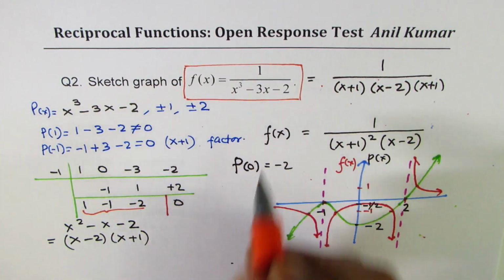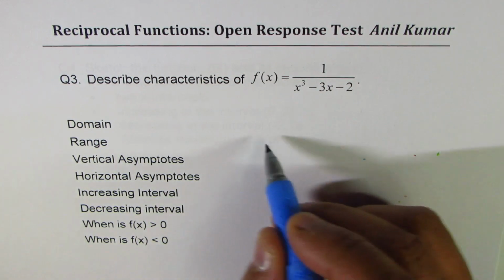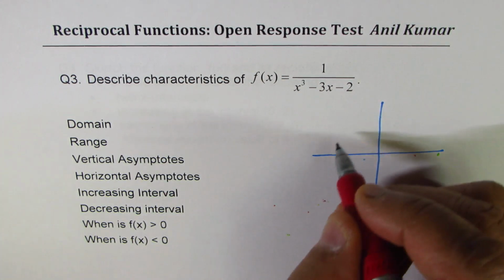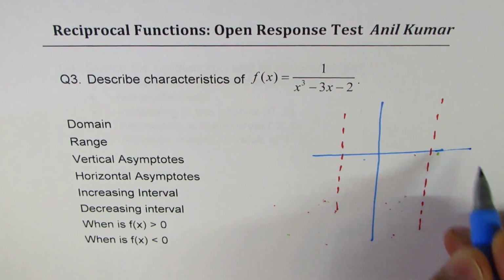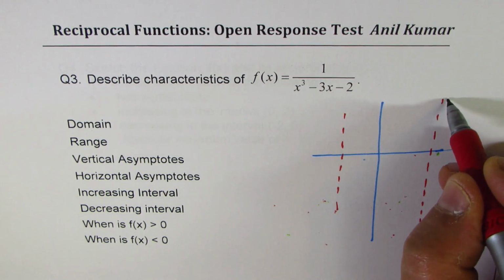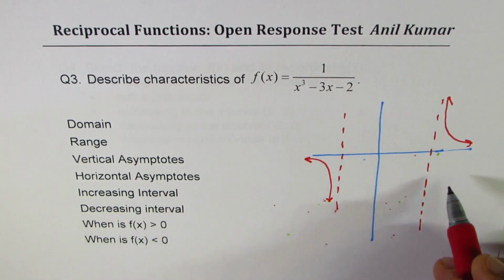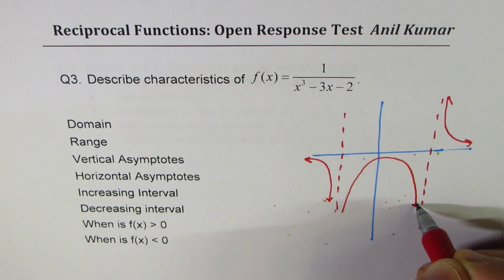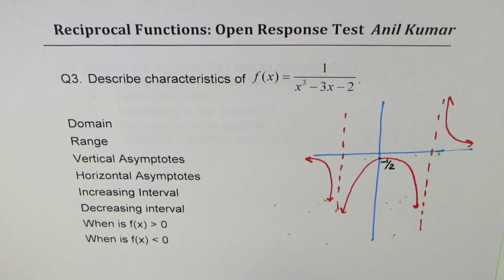Now we'll move on to question number 3, where we are going to describe its characteristics, correct? So here is question number 3. Let me again make a small copy of the diagram. It helps to explain the characteristics, right? We do have two vertical asymptotes, one at minus 1, the other one at 2. The right side of the graph is like this, the left end is like this. In between, we have a graph like this, where the y-intercept is at minus half, right? So that is how the graph looks.